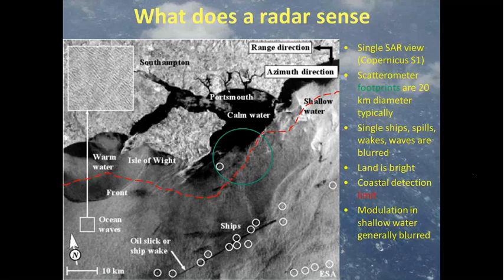So it's very important to understand that spectrometer footprints are about 20 kilometers in diameter, and all these small-scale ocean features that you see in the SAR are then integrated to give one measurement of the wind vector locally.